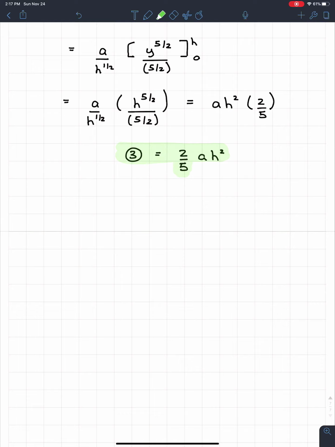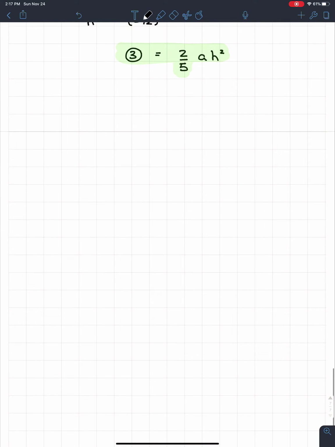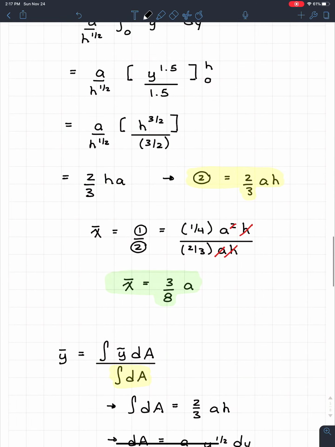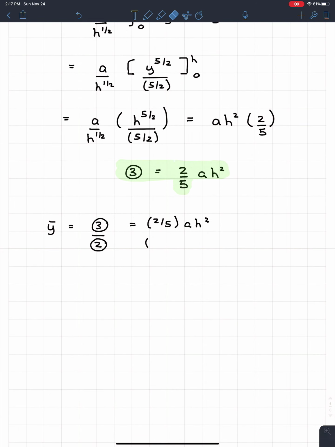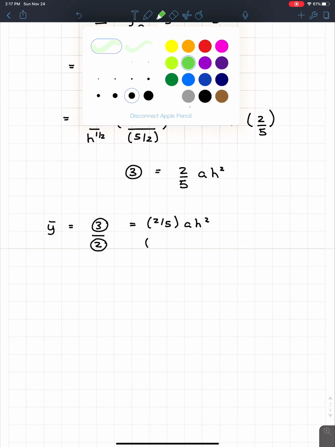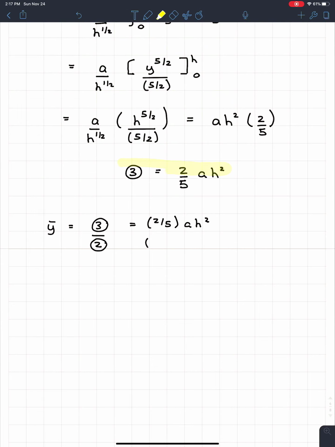Ta-da! So when we're finding our y bar, we know that y bar is going to be equal to 3, our new integral, divided by 2. So we already solved for 2 before. We don't need to solve for it again. So we come over here. This is going to be equal to 2/5 times AH squared divided by what we had for 2. So we scroll all the way up here. Oh, I used the wrong highlighting color. These are for the final answers. I want the regular one right now. So we're dividing by this.